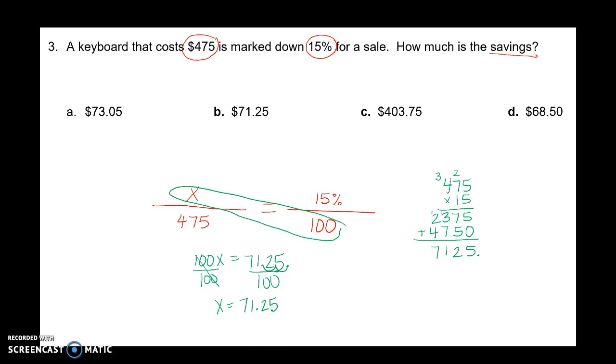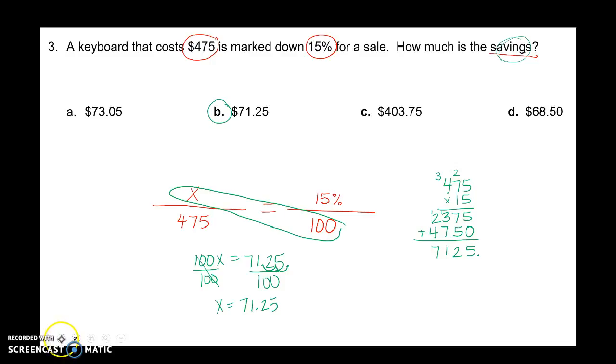Now, is that what the question's asking for? It says, how much is the savings? So yes, if it's asking for the savings, which it is, it's saying that it wants the 15%. But if it was asking for how much the keyboard cost, then we would have to subtract our discount from our total to find our answer. So your answer in this case was B.